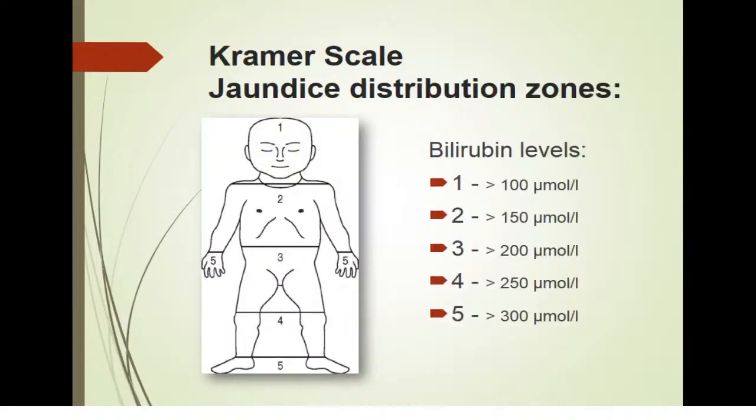Jaundice in a newborn appears gradually, first on the face, then downward. It disappears from the bottom up. The higher the bilirubin level, the larger the area that has a yellow color.